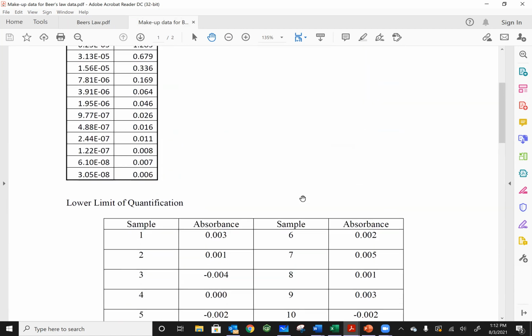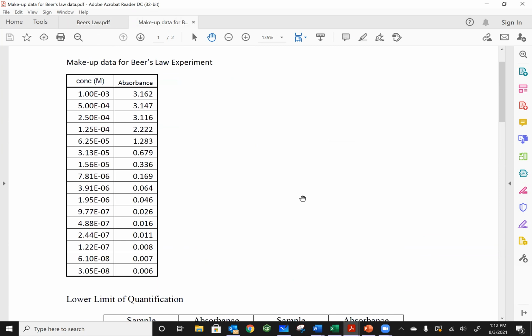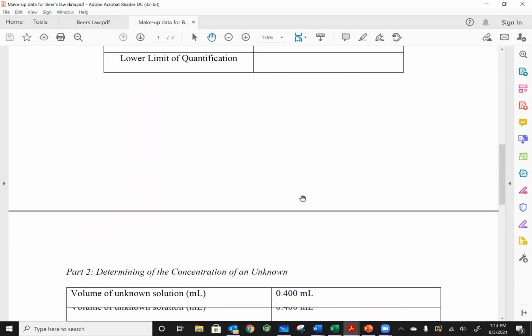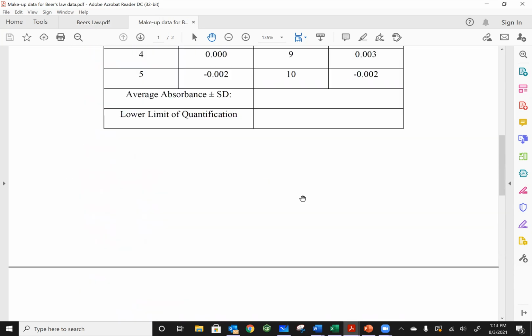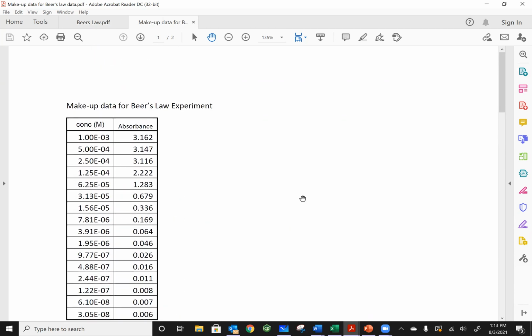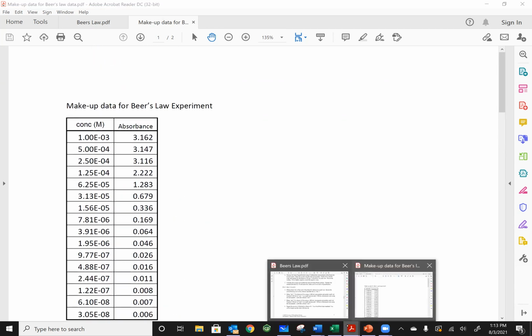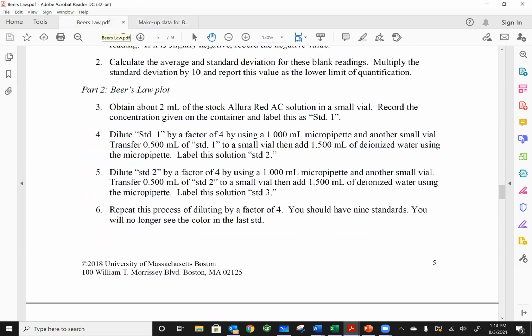Okay, and so we've given you this data. I realize that it is much more than you need, but we can easily just plot this all in Excel. Okay, so let's go through what you need to hand in. So we have Beer's Law here.